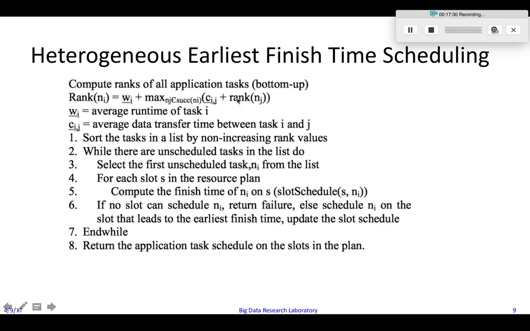So let's review the HEFT scheduling algorithm. The first step is to compute the rank of all application tasks from the exit task to the entry task. So the entry task should have the highest rank value. And this is a formula for how to calculate the rank of the workflow.